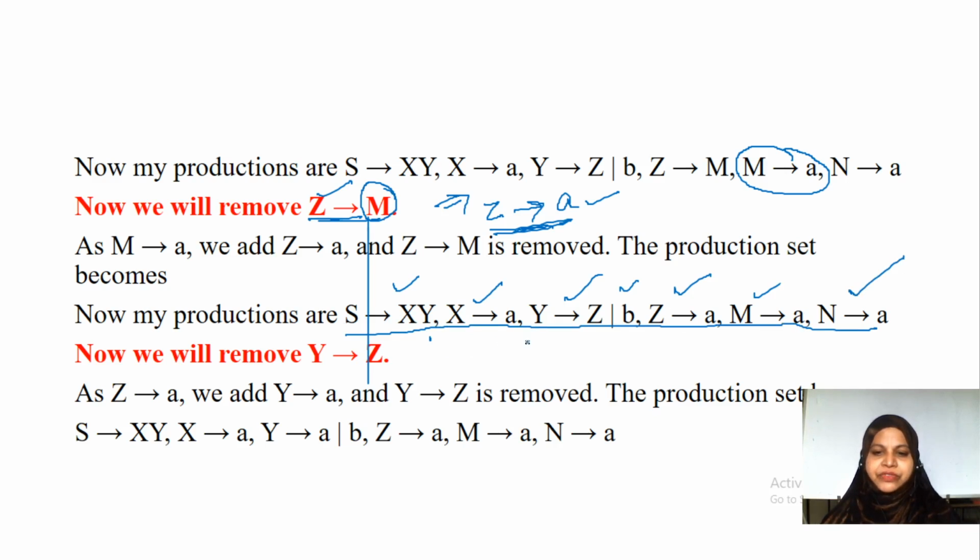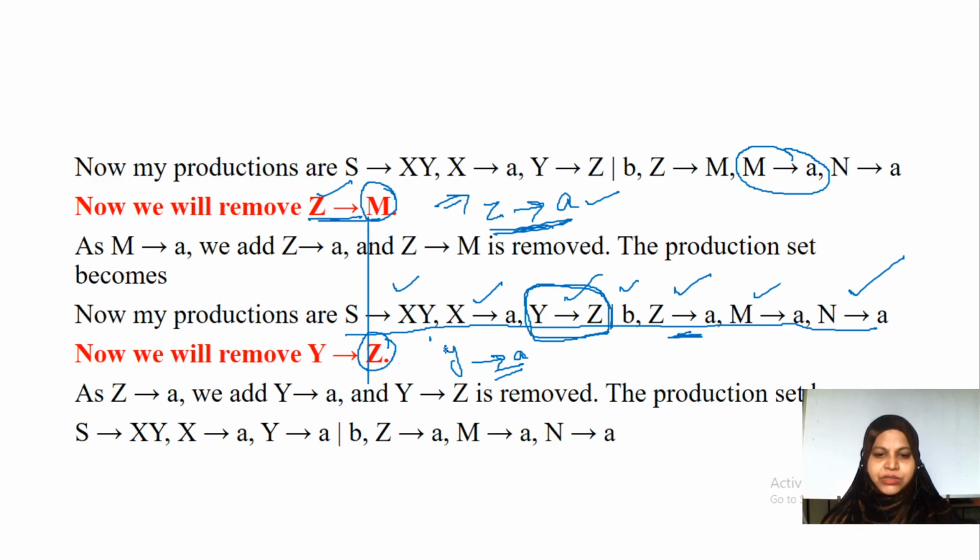Now we check the unit productions in this grammar. Y tends to Z is my unit production. I delete this Y tends to Z production and add all the Z productions. Z tends to a is my only production, so I add Y tends to a here.